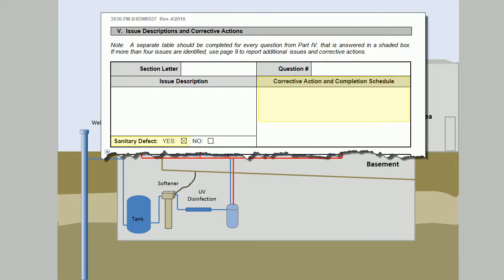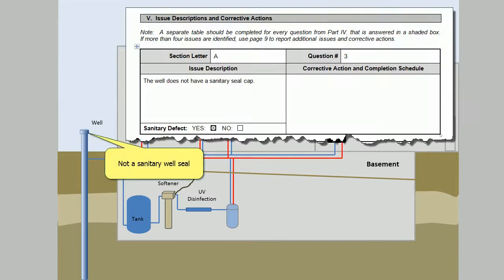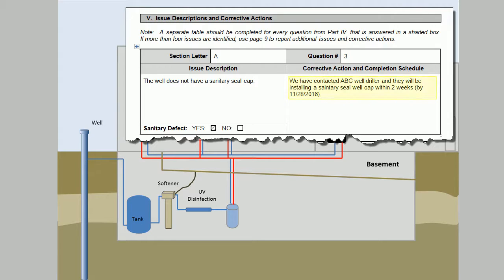must be completed. Let's look at our example again. The first thing we identified was the lack of a sanitary well seal. This is a sanitary defect, so we have to determine a corrective action. The corrective action is relatively easy. The system will get a proper sanitary well seal and install it. Typically, a reputable well driller will be able to install a proper sanitary well cap. The system is giving themselves 2 weeks to get the new cap installed.